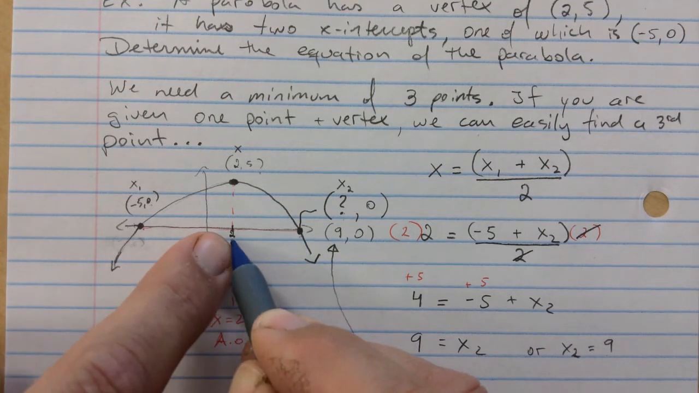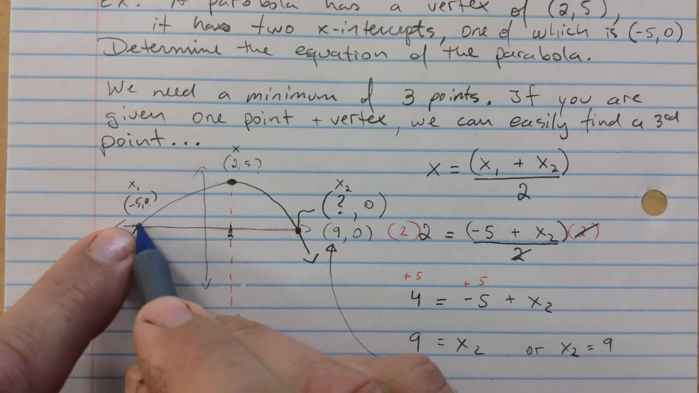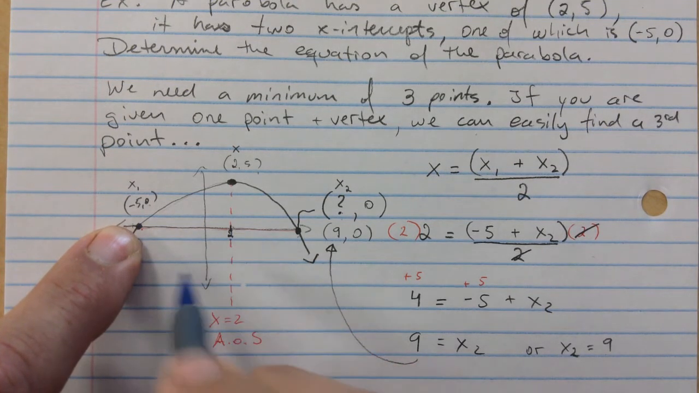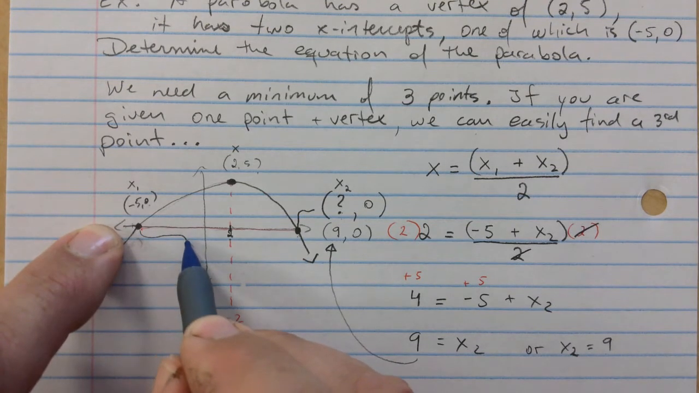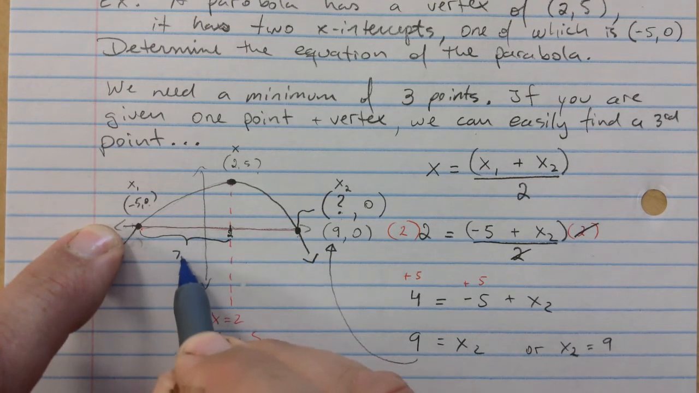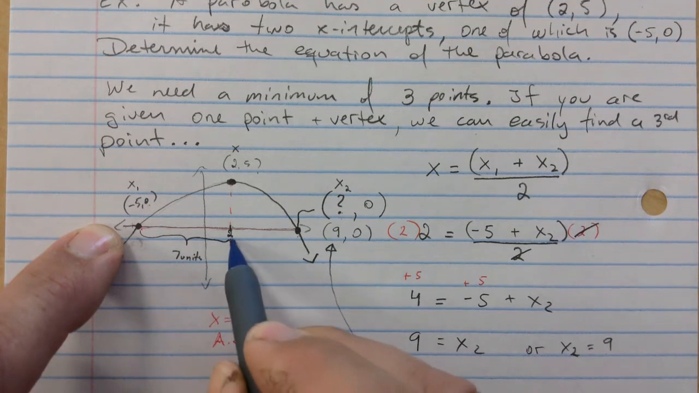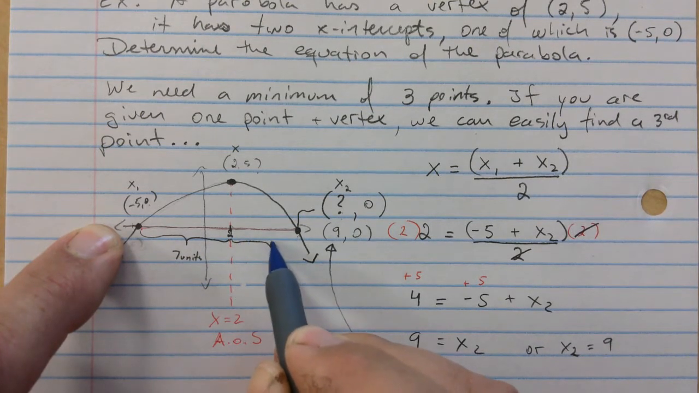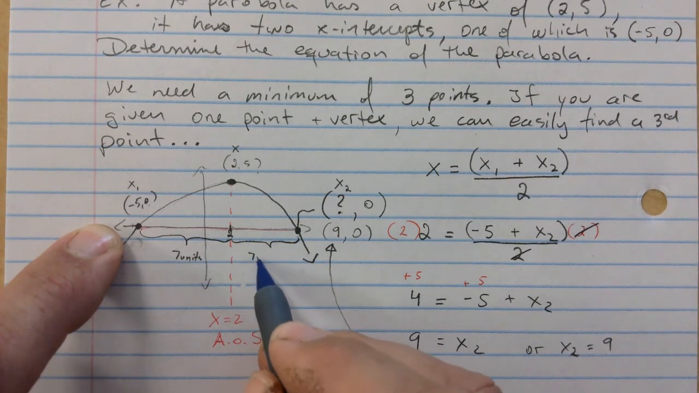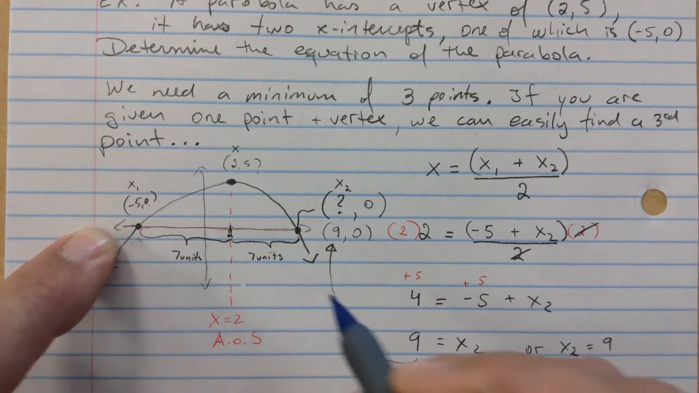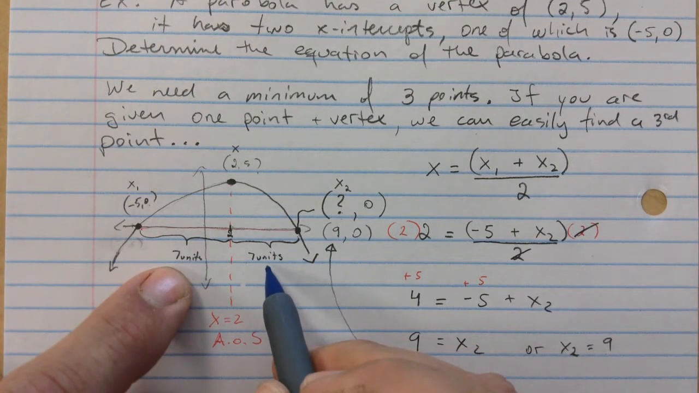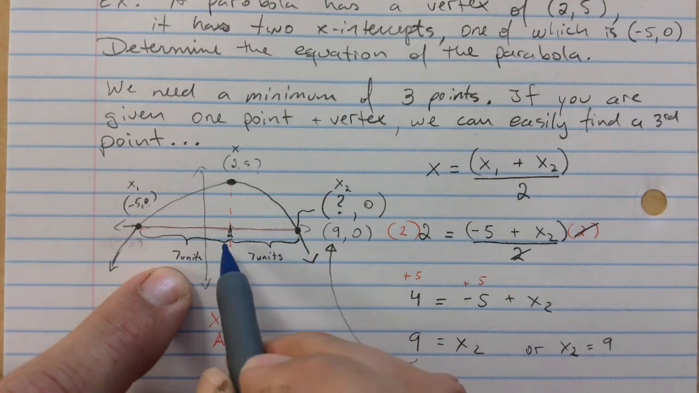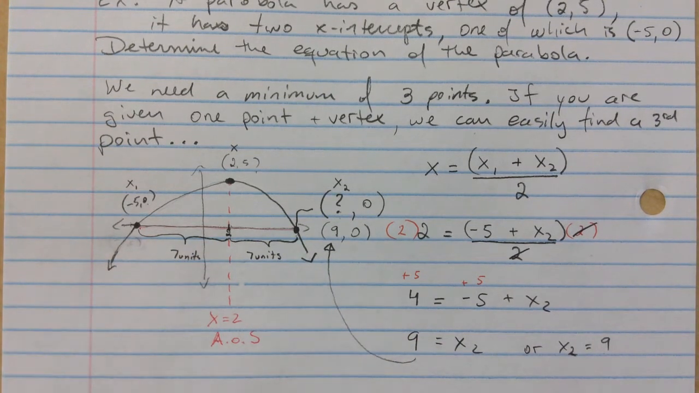Now let's check. Is it also 7 units from 2 to -5? Yes, it is, right? Because it's 5 and another 2. So this is 7 units. And this is also 7 units, even though my graph is probably not the best, okay? It doesn't show that it's symmetric. But that's a way of double checking, right? It should be the same distance on both sides of the axis of symmetry, okay?